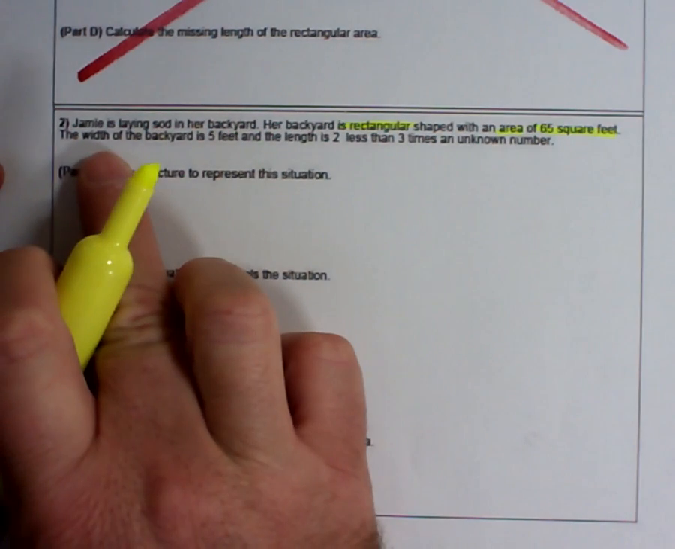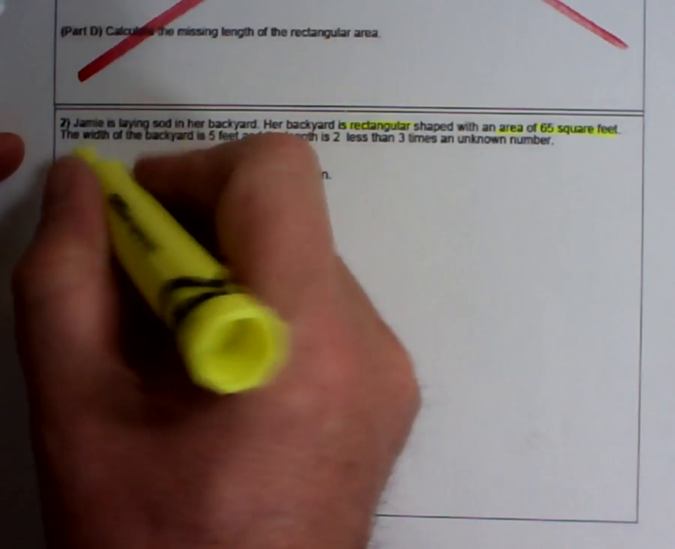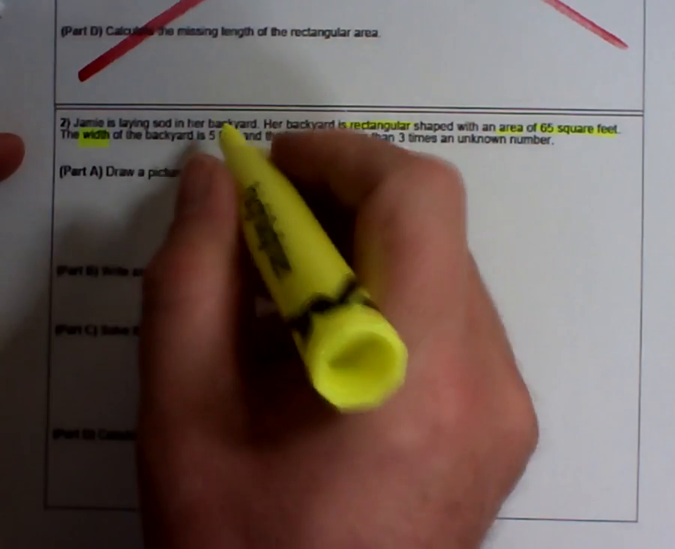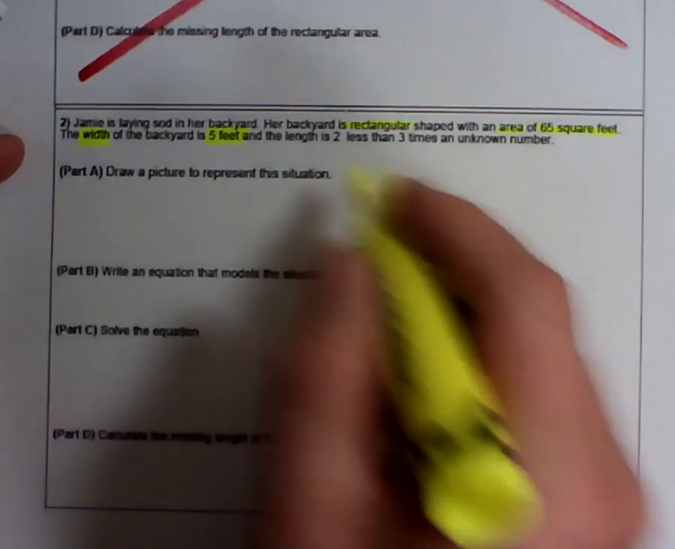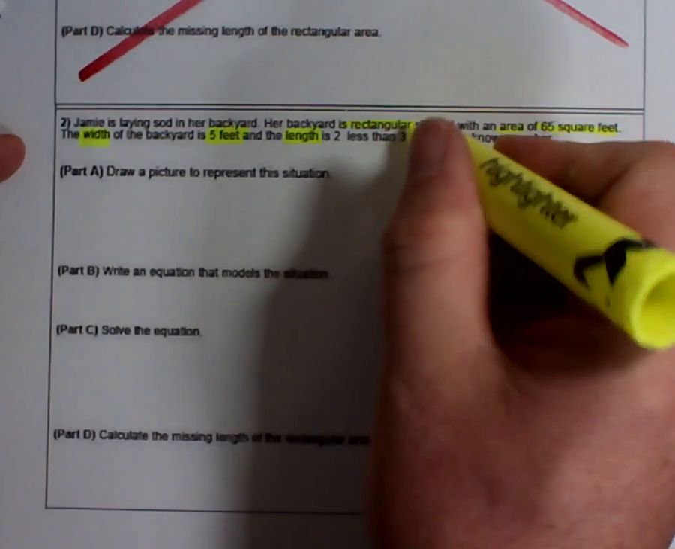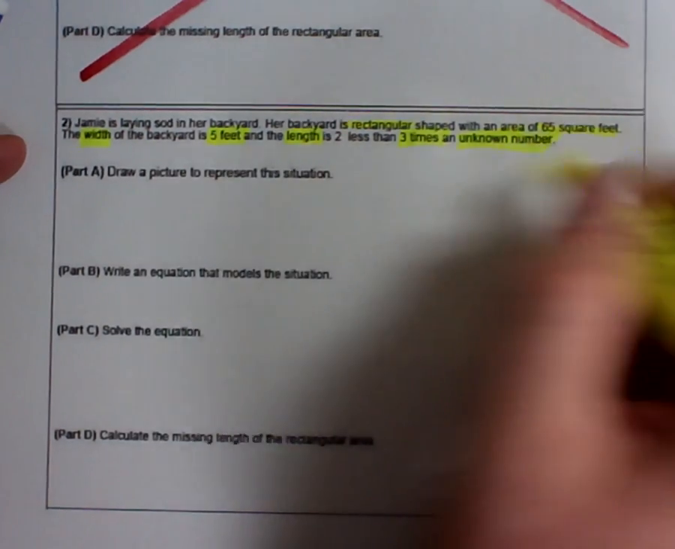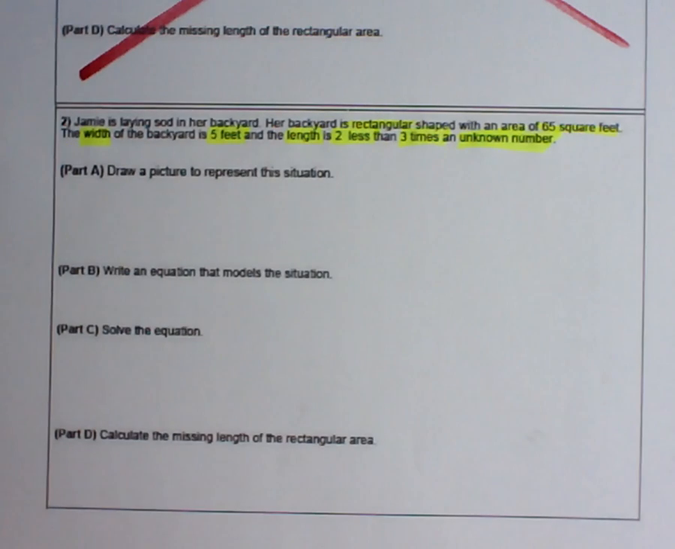I'm going to continue on highlighting important things. The width of the backyard is 5 feet. So a rectangle has width, and it also has length. And the length is 2 less than 3 times an unknown number, that's your x, and 2 less than that.